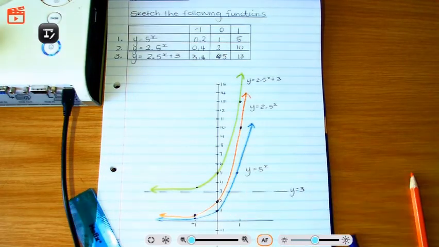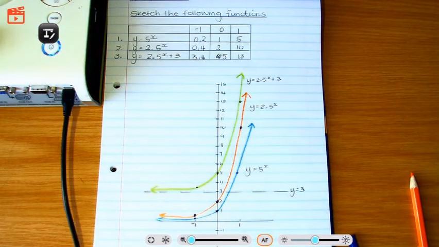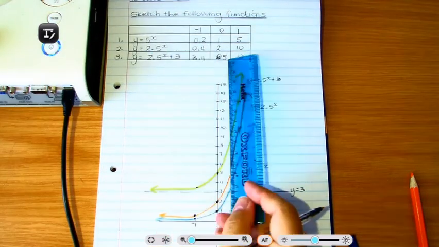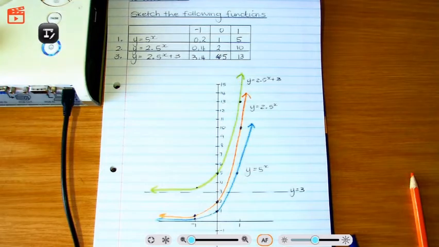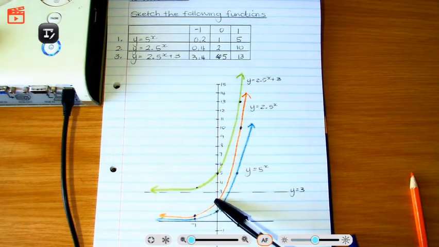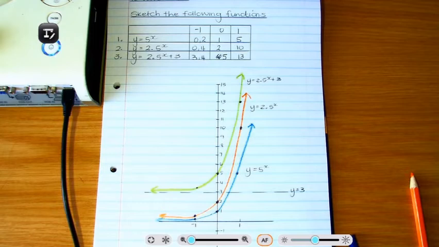So what I want you guys to see here is that I'm using the table method. My input values are -1, 0, and 1. And then just notice the effect of the A, the B, and the Q value. The A value indicates your y-intercept. It also makes the graph steeper if your A value is greater. The B value determines which quadrant your graph is going to increase.